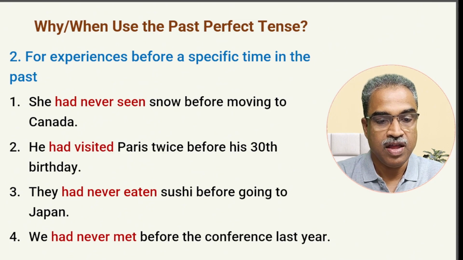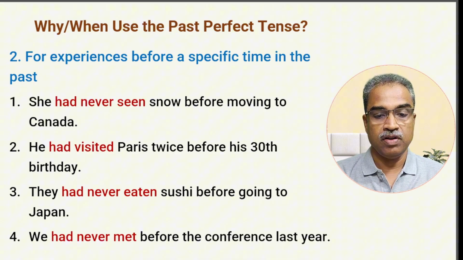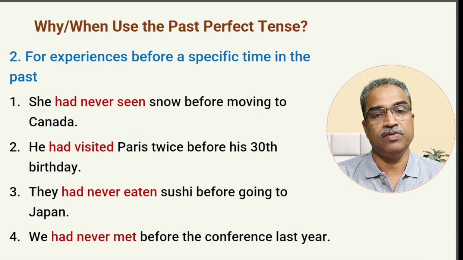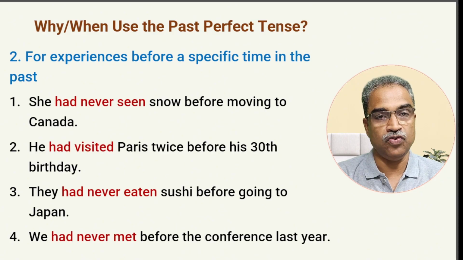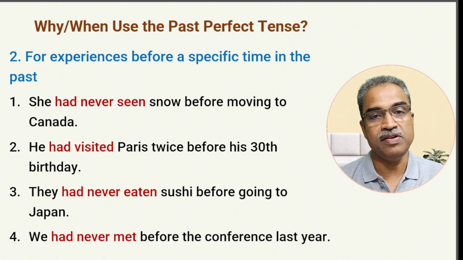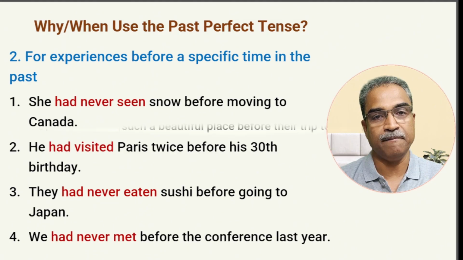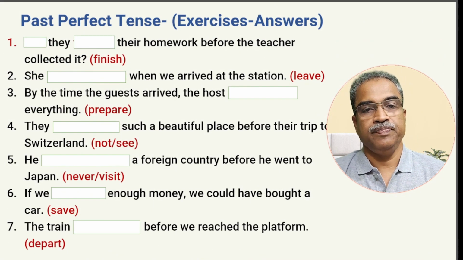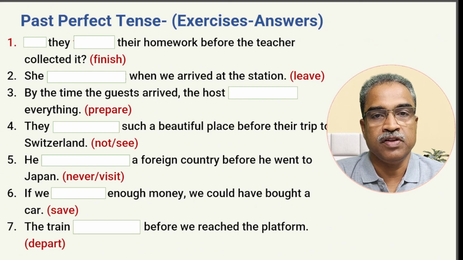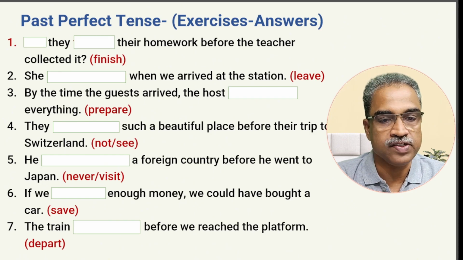And the last one, we had never met before the conference last year. So specific time last year. Before that, we had not met. So these are some of the ways or examples where we use past perfect tense. I hope it's clear. Let's wind up past perfect tense with a few exercises. So let's do it together and see how far we have learned this one.